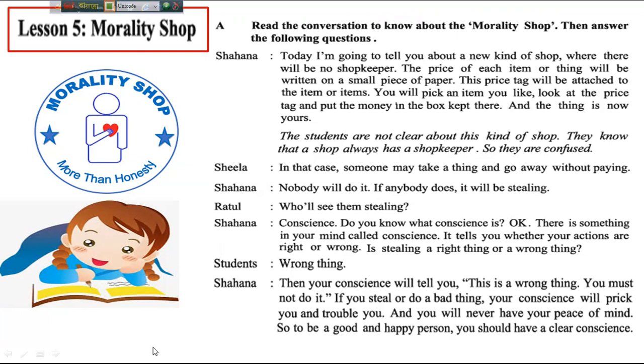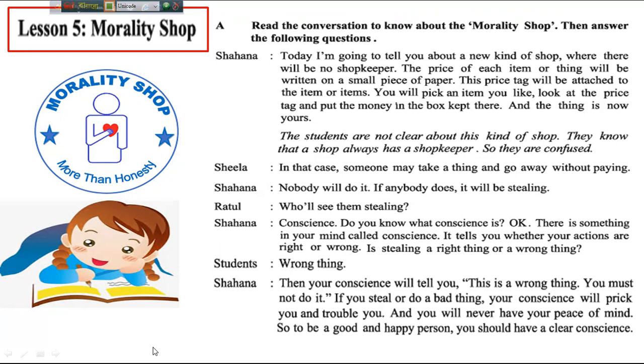The students are not clear about this kind of shop. They know that a shop always has a shopkeeper, so they are confused. One of them responds, in that case, someone may take a thing and go away without paying. Then Shahana, their teacher, replied, nobody will do that. If anybody does, it will be stealing. Another one said, who will see them stealing? Then again from their teacher, conscience.